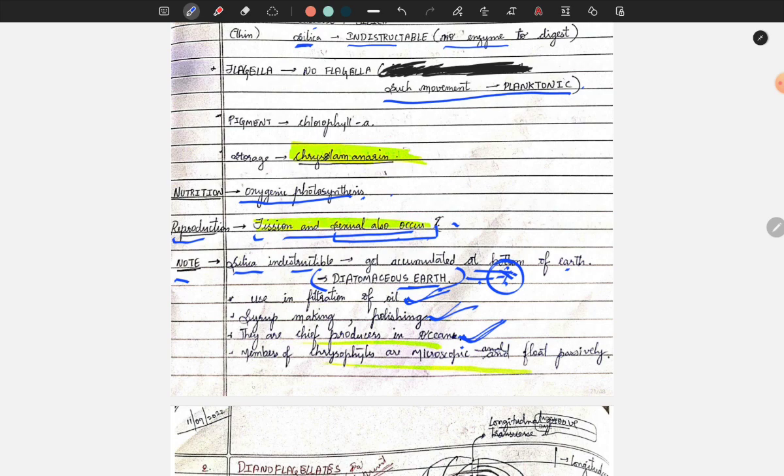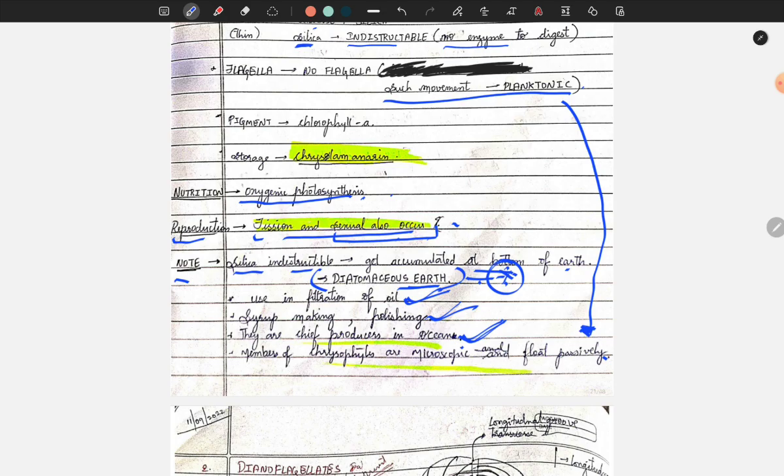Members of chrysophytes are microscopic and float placidly. Because they have no locomotion, they just float. Such floating movement is called planktonic movement, guys. I have explained it here.